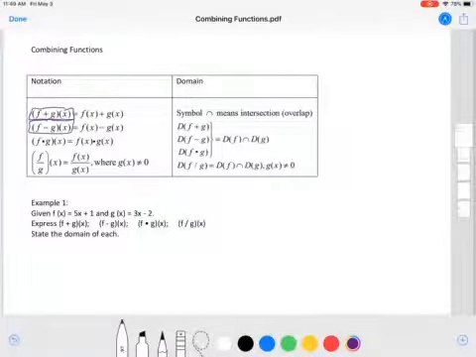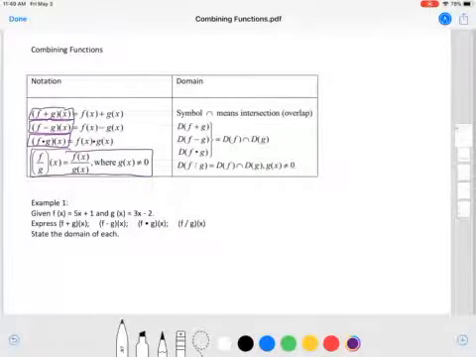If I want to multiply two functions together to create a new function, that's going to be f times g of x. And for that one, the order doesn't matter. F times g is the same as g times f. And then the last one is division, f divided by g. And remember, g of x cannot be equal to 0 because we don't want to divide by 0. And for division, the order matters. So f divided by g is not going to be the same thing as g divided by f.